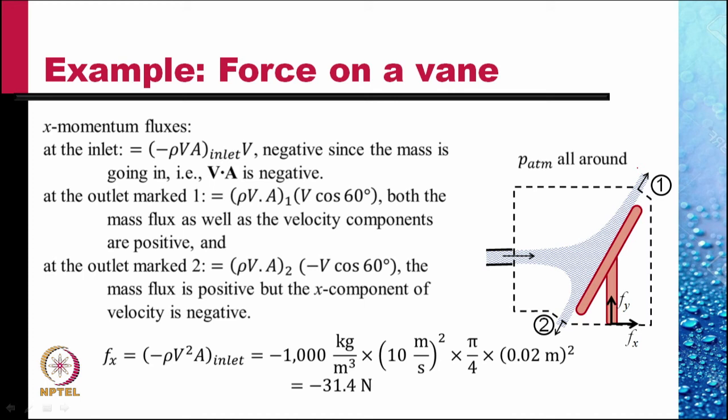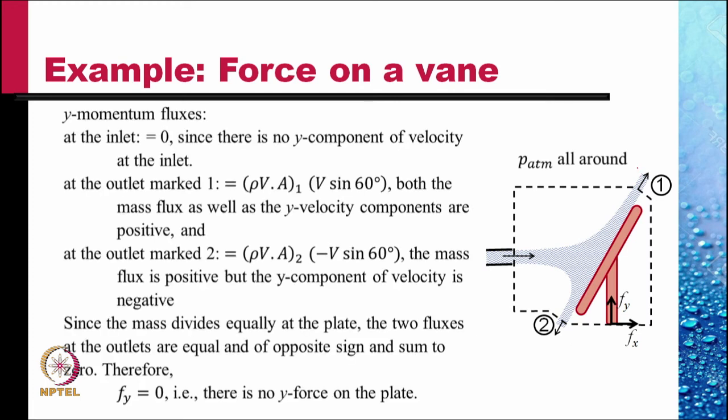So the force that we need to apply to hold this in place would be in the negative direction of 31.4 Newton. We have to hold the vane back. It will tend to move in the direction of the jet, so we'll have to hold it back. Let's do the y momentum equation again.